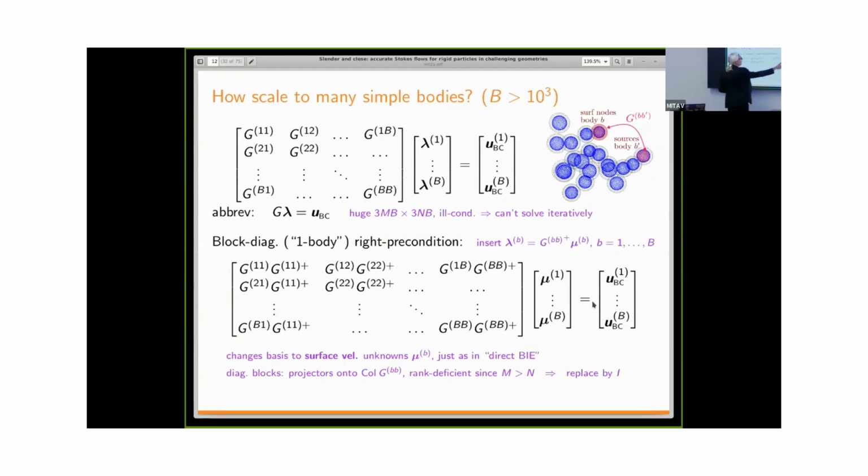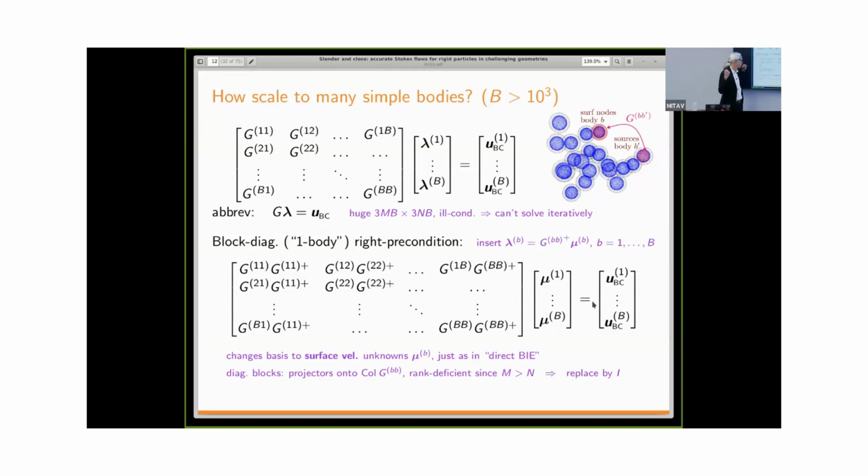So instead of working with the lambdas strengths, you're going to work with mu's, which represent surface velocity data. And because you can solve one body, you can go from its surface velocity data back to the lambdas. And that's using this one body pseudo inverse. So you precondition the whole thing and you think, great, I should have a well-conditioned matrix, but you don't.